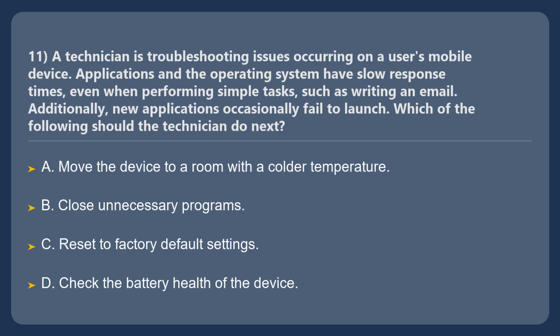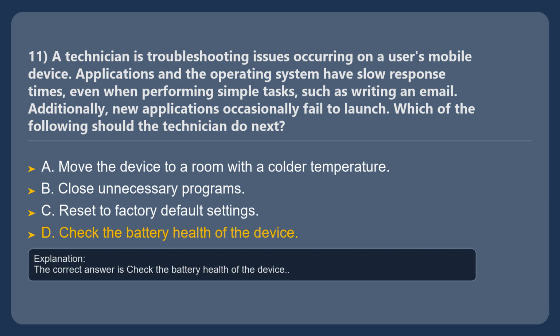Question 11. A technician is troubleshooting issues occurring on a user's mobile device. Applications and the operating system have slow response times, even when performing simple tasks, such as writing an email. Additionally, new applications occasionally fail to launch. Which of the following should the technician do next? Option A, move the device to a room with a colder temperature. Option B, close unnecessary programs. Option C, reset to factory default settings. Option D, check the battery health of the device. The correct answer is option D, check the battery health of the device.